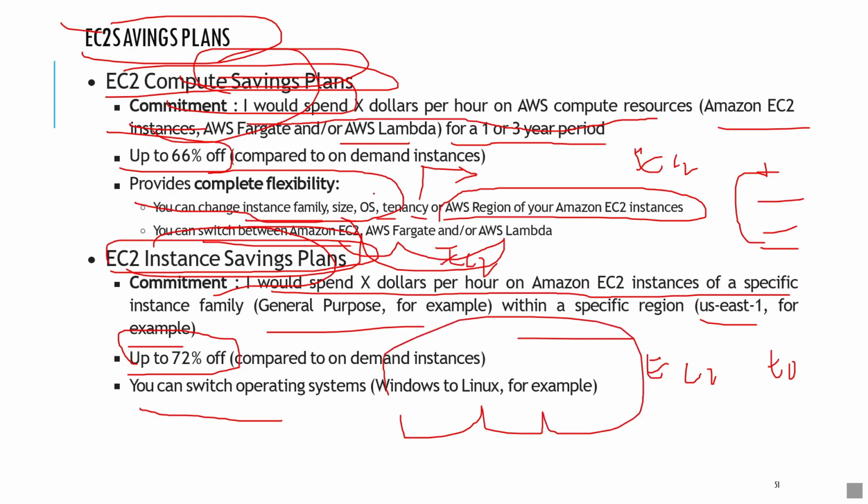The main difference between these two is that if we want to change an EC2 instance from one region to another region, then we can go for EC2 compute savings plan. And if you don't want to change your EC2 instance from one region to another and want to stick to a specific region, then you can go for EC2 instance savings plan.